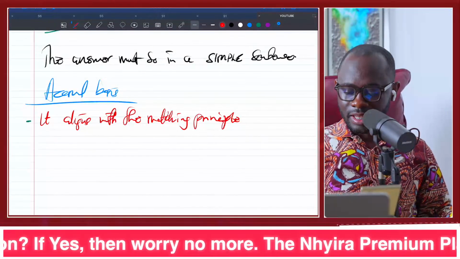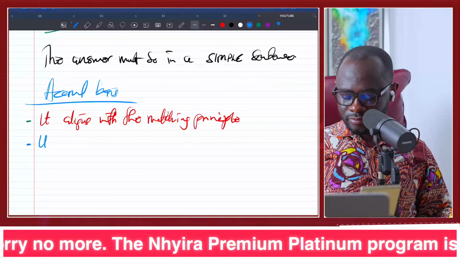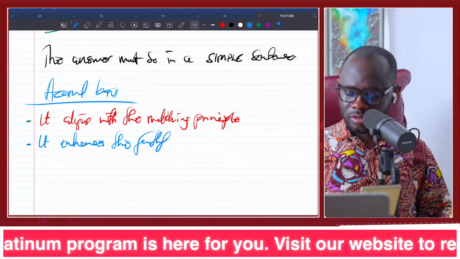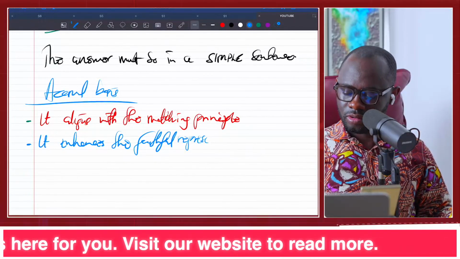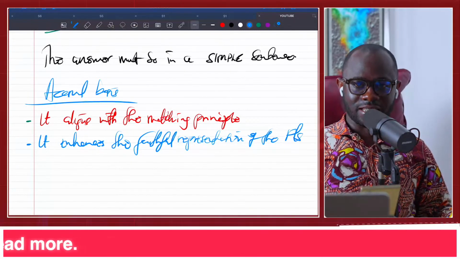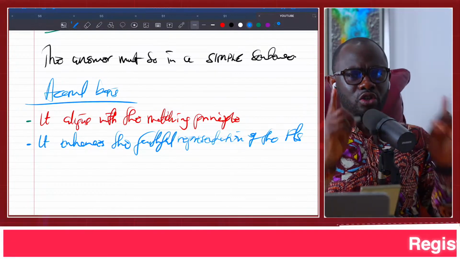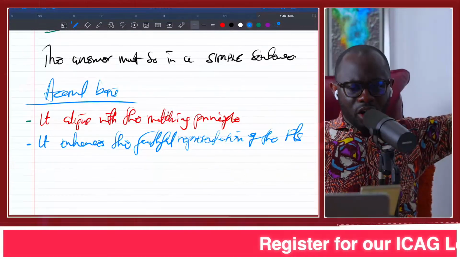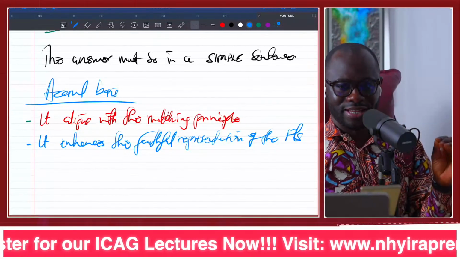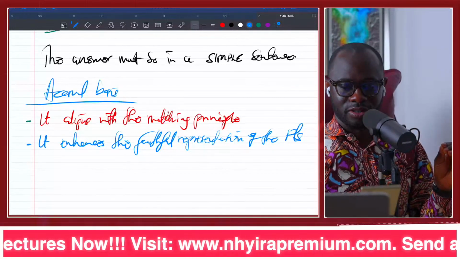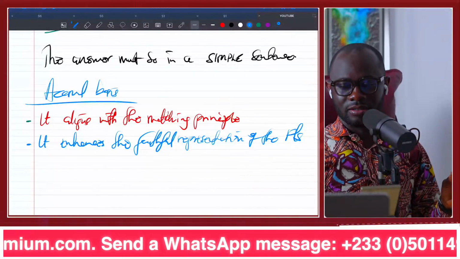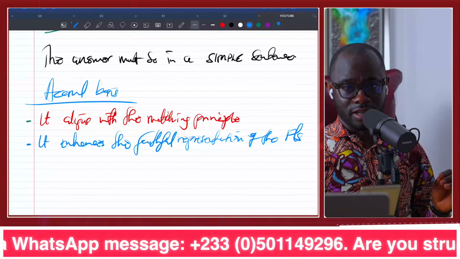Then we can also say that it enhances the faithful representation of the financial statement. List. So you don't write raw and walk away. You must write your answers in a simple sentence. This is very important. You must write your answers in a simple sentence. That's very important today in that regard.